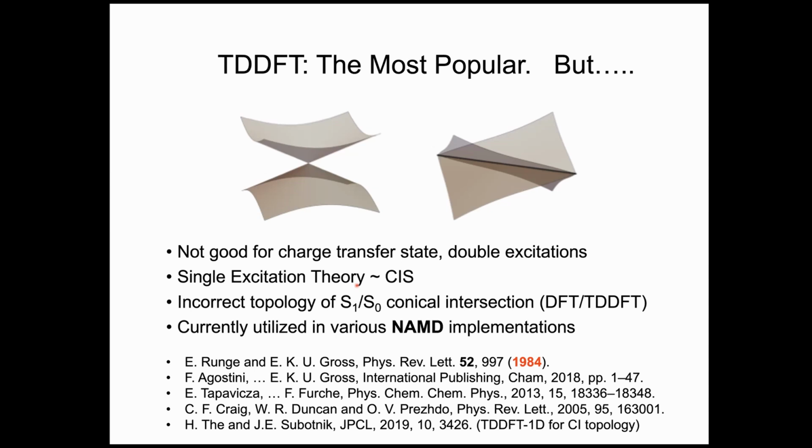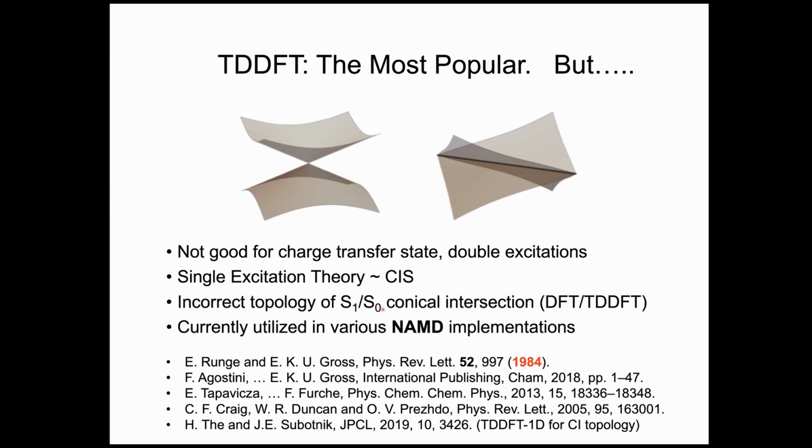Whenever you say CI singles, it's a method that you don't want to use unless you are really desperate, right? So the kind of method you have to use is something like CISD, singles and doubles. At least you need the doubles to properly describe the excited states. However, TDDFT is a CI singles. And then there is the incorrect topology. This was already mentioned by Michael between S1 and S0.